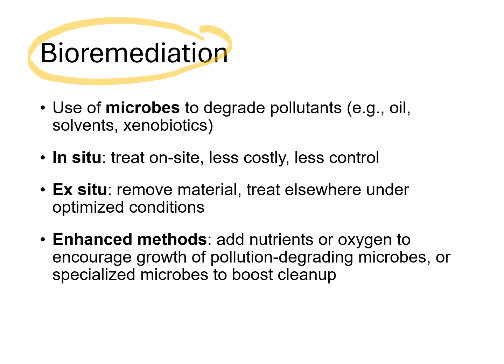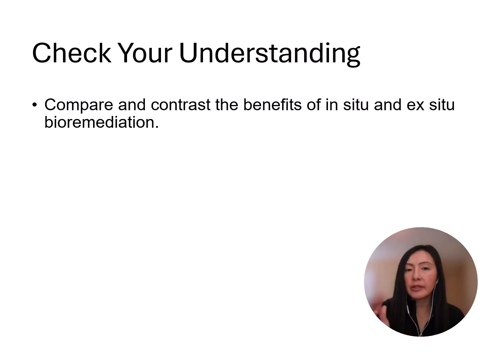Bioremediation is the use of microbes to degrade pollutants such as oil, solvents, or synthetic chemicals. In situ bioremediation treats contamination on site, which is cheaper but harder to control. Whereas ex situ bioremediation removes the contaminated material to treat it elsewhere under optimized conditions. Enhanced methods add nutrients or oxygen to encourage the growth of pollution-degrading microbes, or sometimes specialized microbes are added to speed up cleanup. Let's compare and contrast the benefits of in situ and ex situ bioremediation.